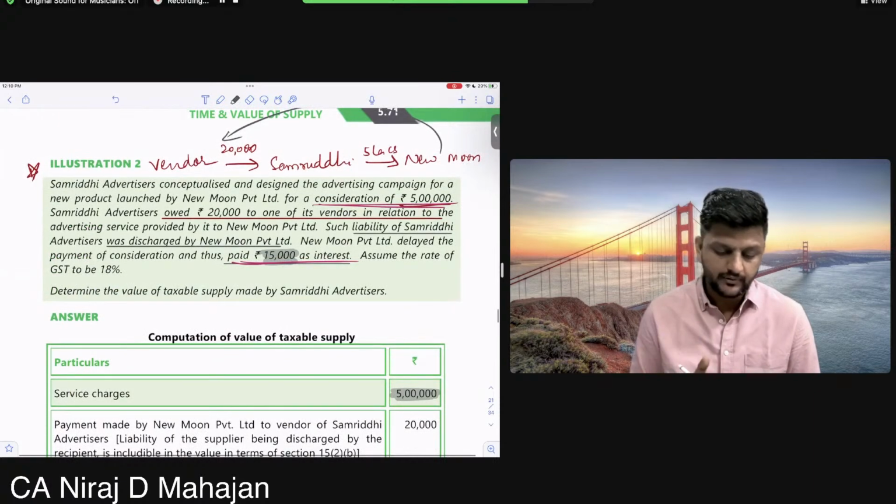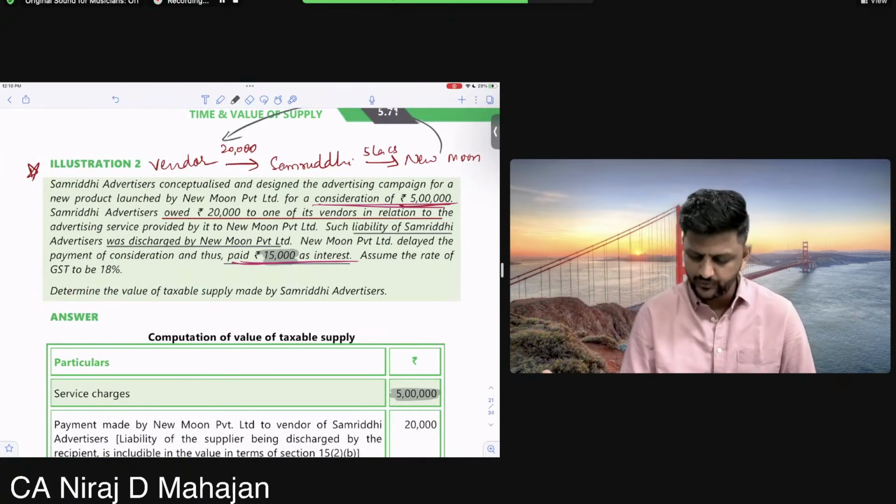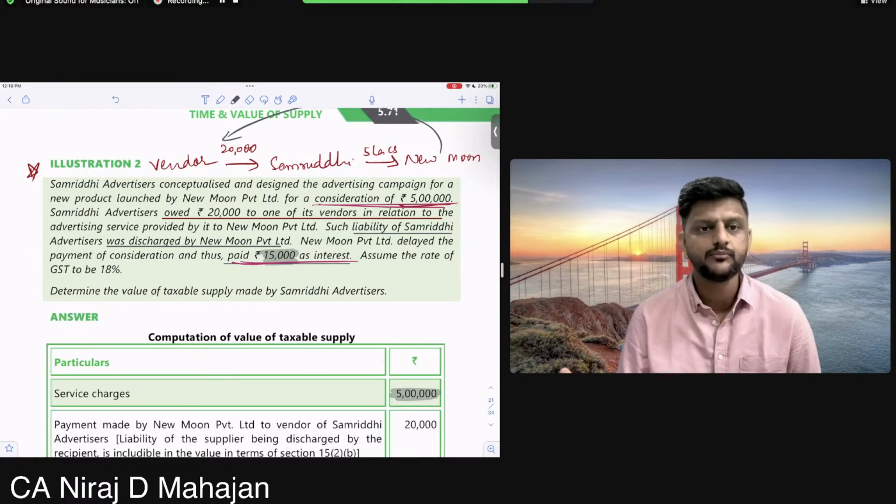Acha, they have not given only, but okay. That Samruddhi has reduced the amount. Okay, they have not given that. That Samruddhi raised an invoice of 4 lakh 80, they have not given. Okay.